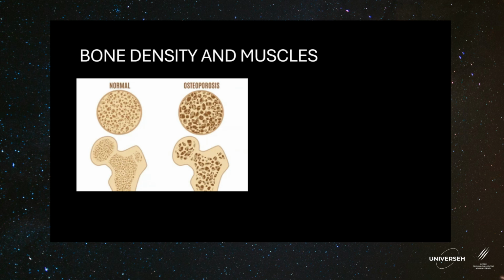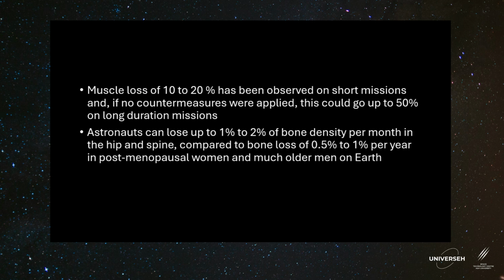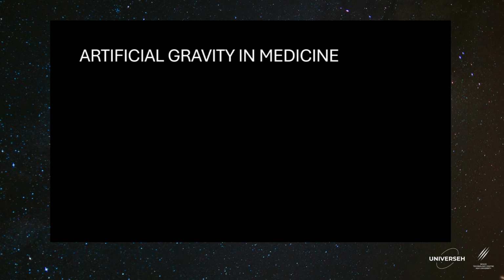And what I mentioned before, we have problems with bone density and with muscles. We lose something between 10 to 20% of muscle when we are in space, in microgravity, and we lose bone density 1 to 2% per month. In normal conditions, we lose 0.5 to 1% per year, but only when we are older. But in microgravity, it's all the time. You will always lose your bone density, and you can't fight this. You can fight muscle loss, but you need to train a lot to not lose your muscle mass.